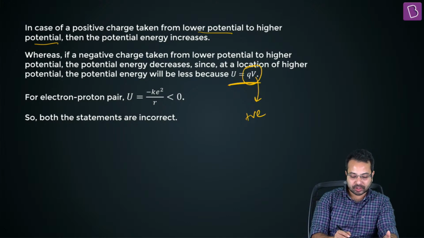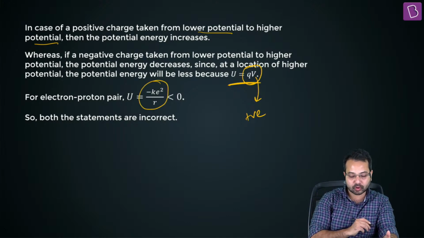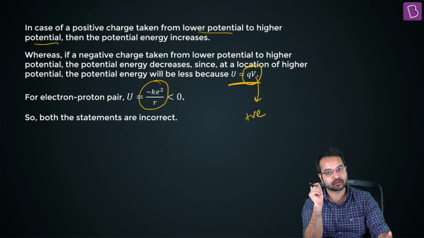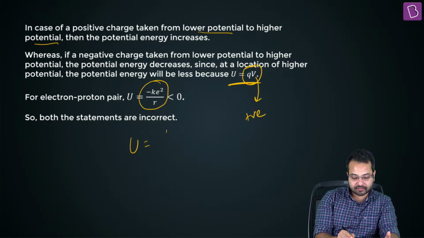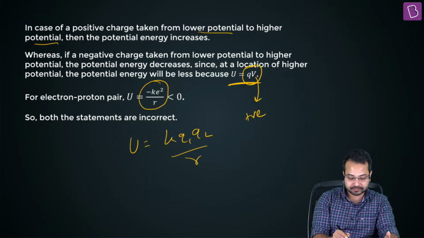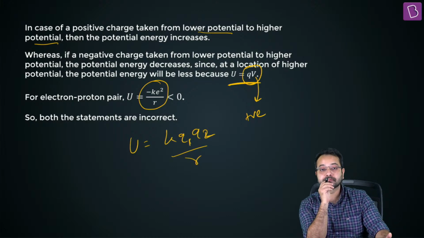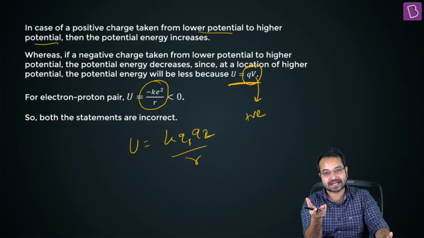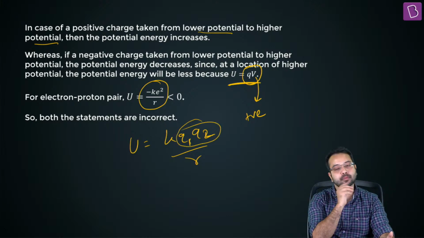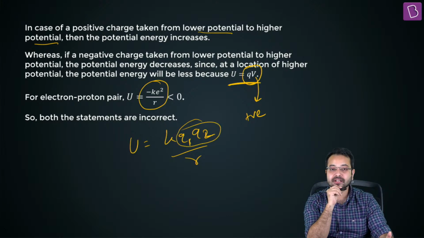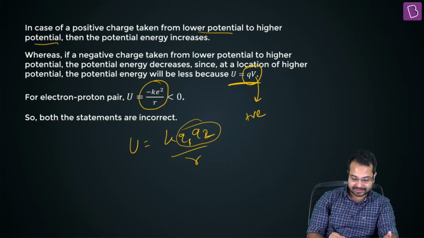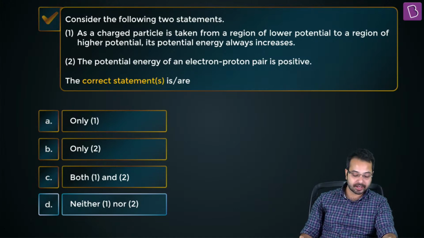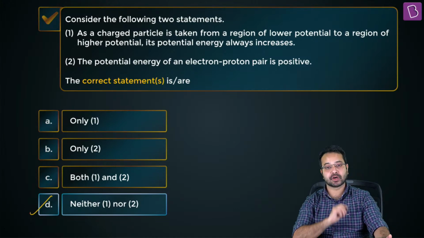The other thing is that the potential energy of an electron-proton pair is going to be minus k e square upon r, where e is the magnitude of electronic charge, because U is given by k Q1 Q2 upon r. Is that correct? Okay, so proton is positively charged and electron is negatively charged, so this product is always going to be negative, which means the potential energy is going to be negative. So neither statement 1 nor statement 2 is correct, so option D is going to be the correct option.